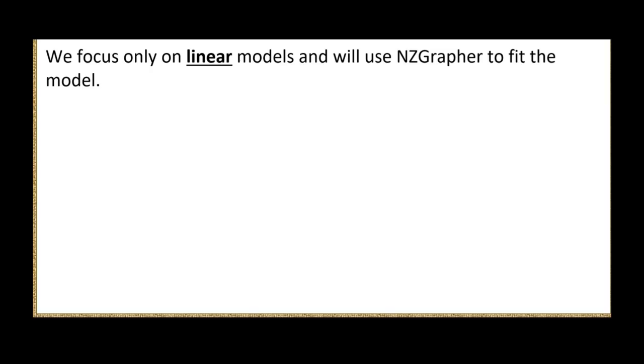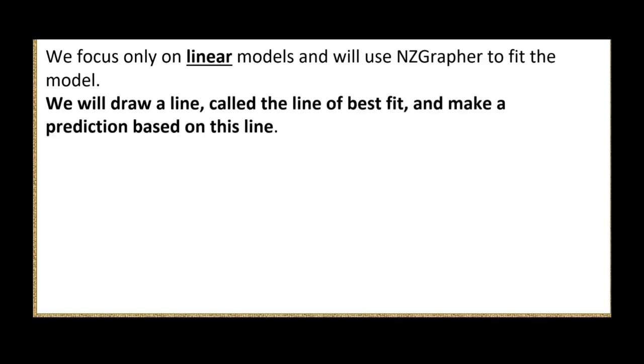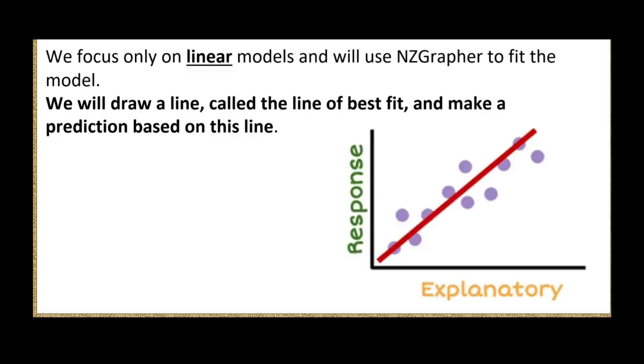We focus here only on linear models and we will use NZGrapher to fit the model. We will draw a line called the line of best fit and make a prediction based on this line. If we don't have a line, it's very hard to make a prediction. This red line here is kind of like an average of all the scattered points. So let's go to NZGrapher.